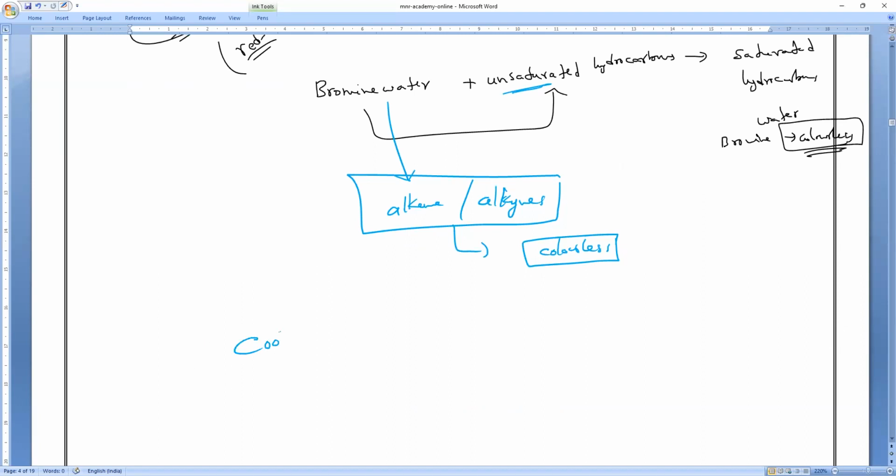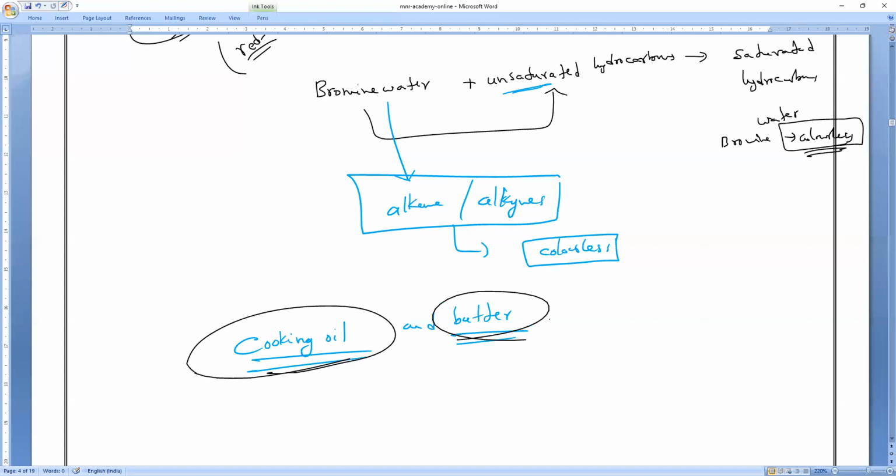If you want to identify cooking oil, in our home also you can test it. Cooking oil and butter. Suppose I have given you both in a liquid state only. If you want to identify which is cooking oil and which is butter, by what test can we distinguish them chemically? By the bromine water test. Very, very important. How? Anybody can tell?